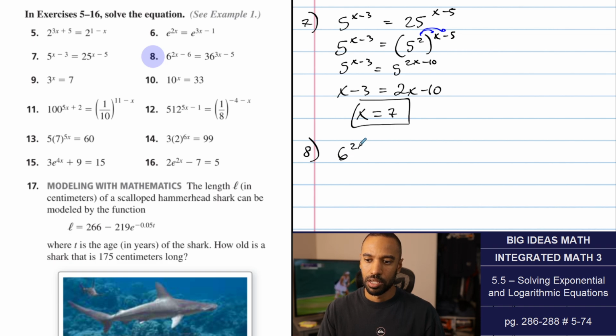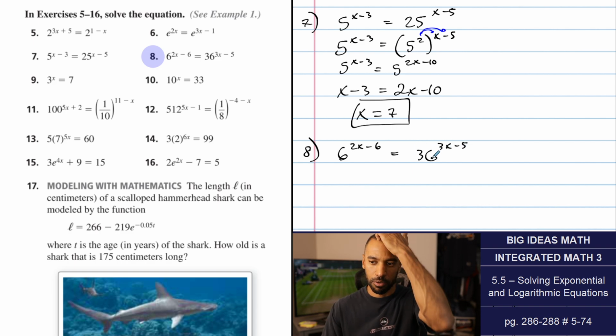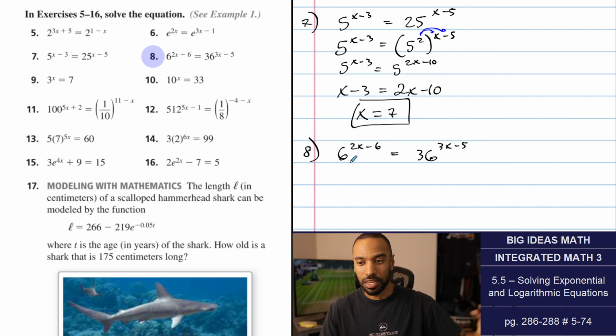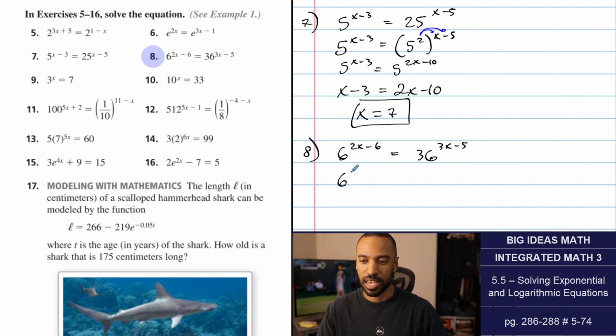6 to the 2x minus 6 equals 36 to the 3x minus 5. I'm sensing a pattern here that whatever we're doing with the odd problem, we also kind of do with the even problem. So in this case, one of the bases has to match. In this case, by squaring it, 36 is 6 squared. You just saw last time, right here, that we must distribute this 2 into both numbers here.